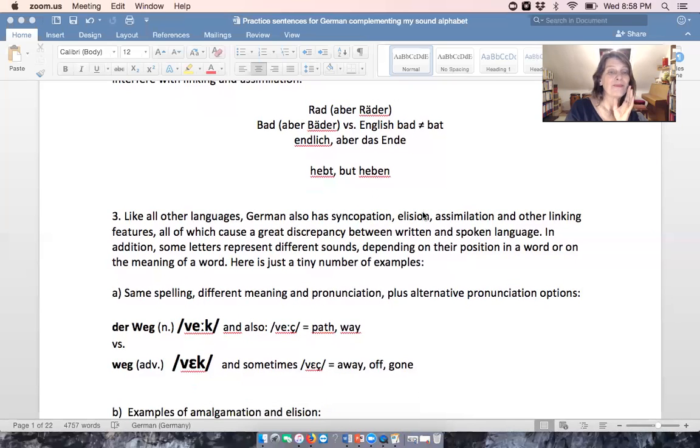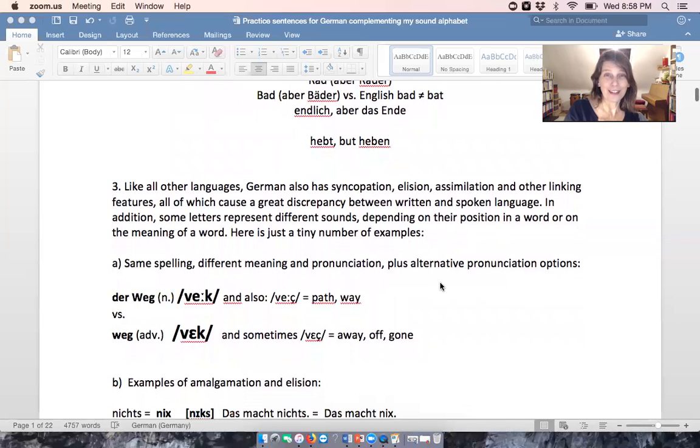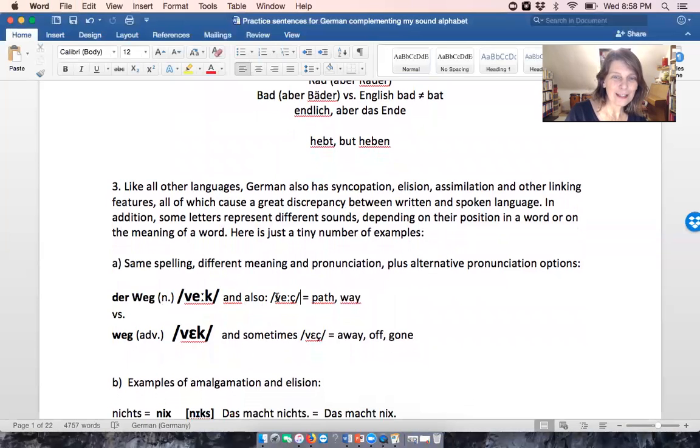But what becomes very tricky is when two words are spelled the same, but then pronounced differently. Now look at der Weg oder der Weg, und weg oder weg. I actually didn't put this in bold. I should have, or I can still do this. Those are two different pronunciations for the same word, or each word here.